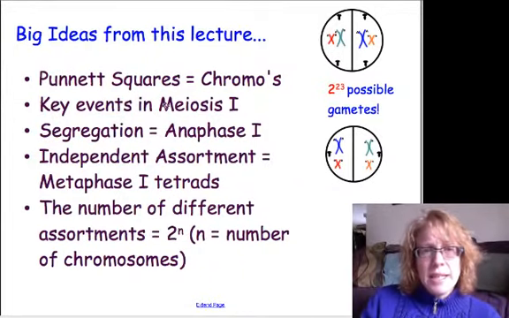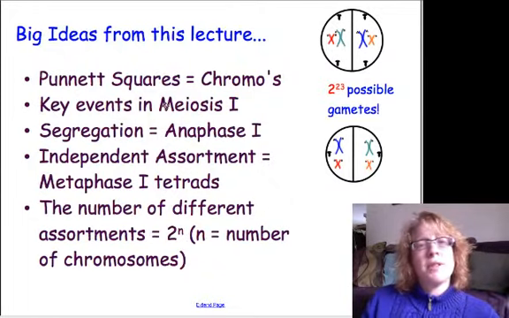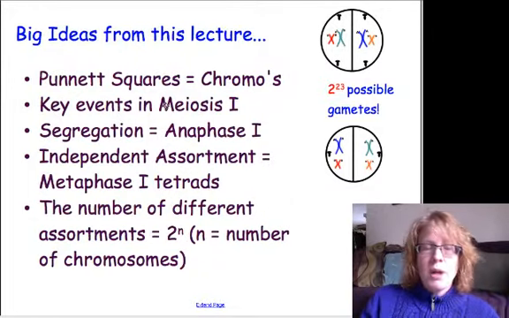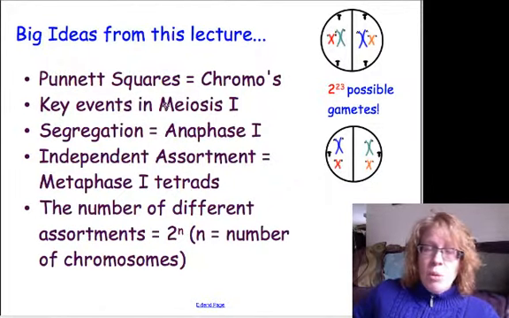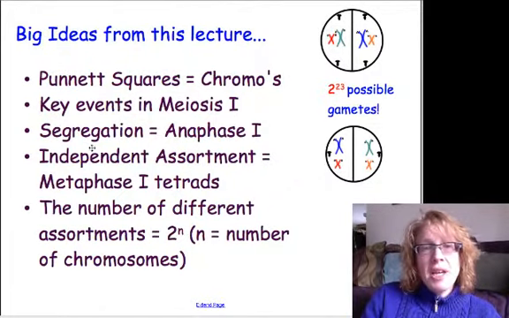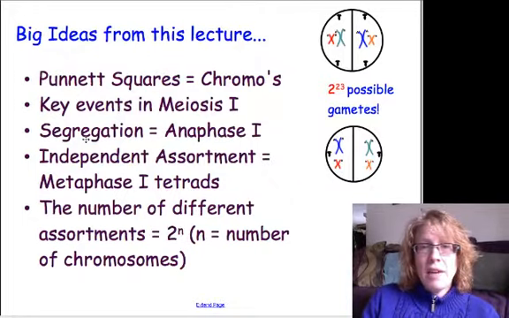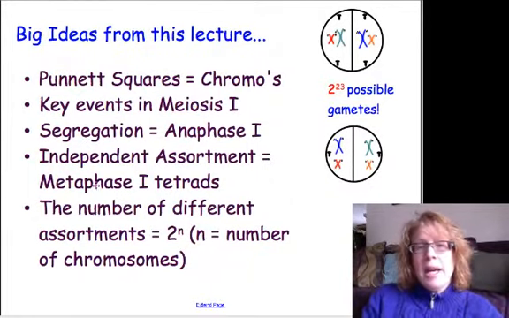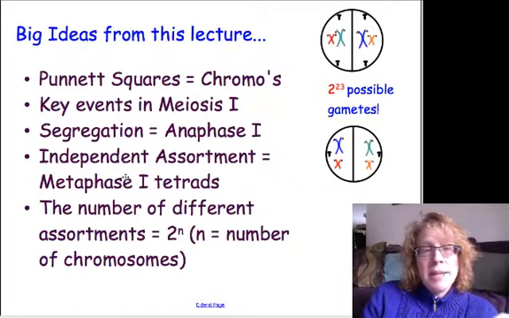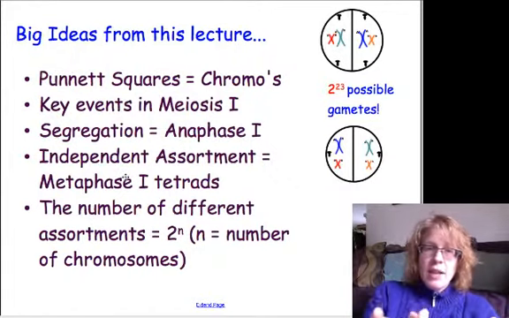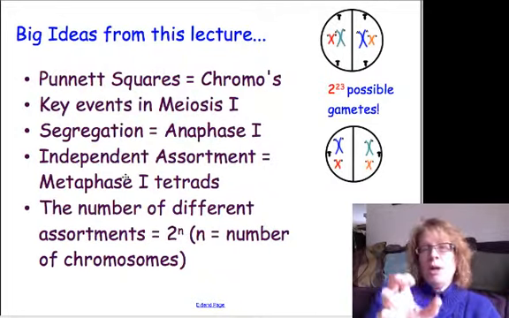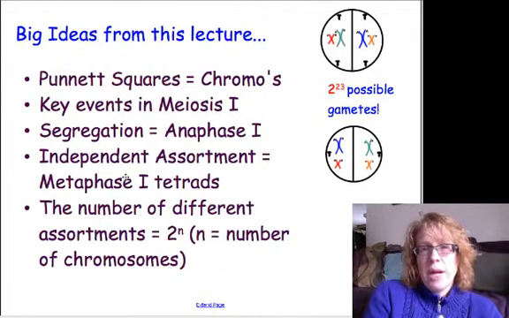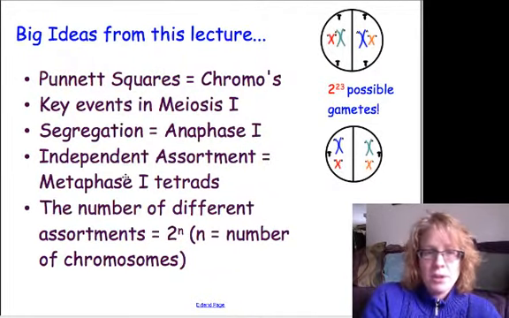The key events that we need to take out of this don't happen in meiosis 2. They actually happen in meiosis 1, especially in prophase when we get the formation of tetrads, and in metaphase when we get those tetrads lining up. Because segregation is actually occurring in anaphase. Anaphase 1 is when one chromosome goes one way, one chromosome goes the other way. Independent assortment is simply based on which way in metaphase those tetrads lined up. Did it line up this way? Did it line up that way? And that's what actually creates the different assortments of the different chromosomes.